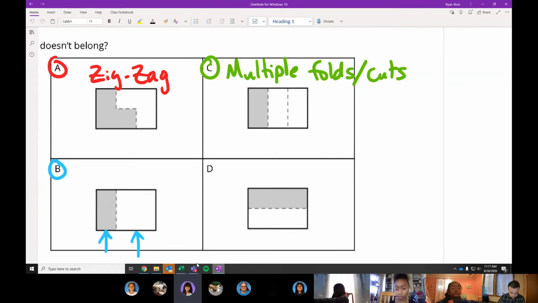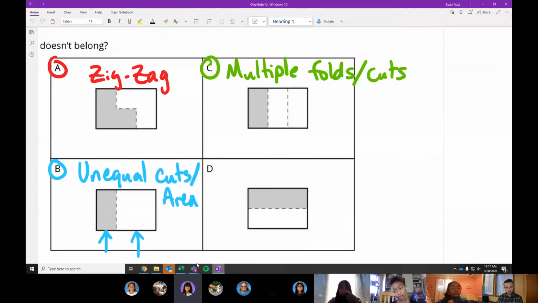No. So this one has unequal cuts or area. Would you agree? Yep. All right. Nice job, Adelina.